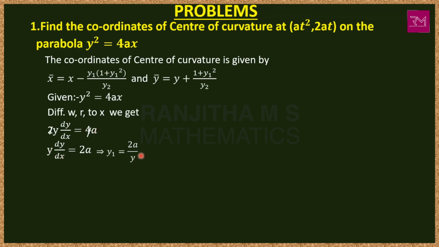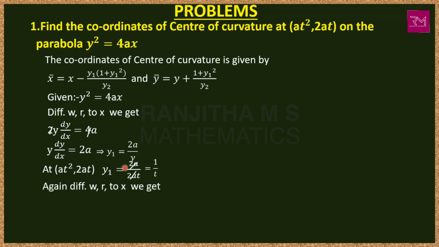That is our y1. In the given problem, they have asked to find the coordinates of center of curvature at the point (at square, 2at). This is our x coordinate and this is our y coordinate. Hence, at (at square, 2at), y1 becomes, in place of y, we substitute 2at. Hence, we get 2a divided by 2at. Here 2a gets cancelled, hence we get the y1 value as 1 by t. This is our y1.